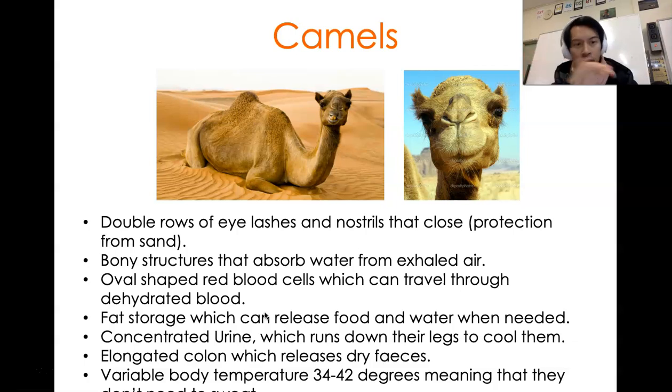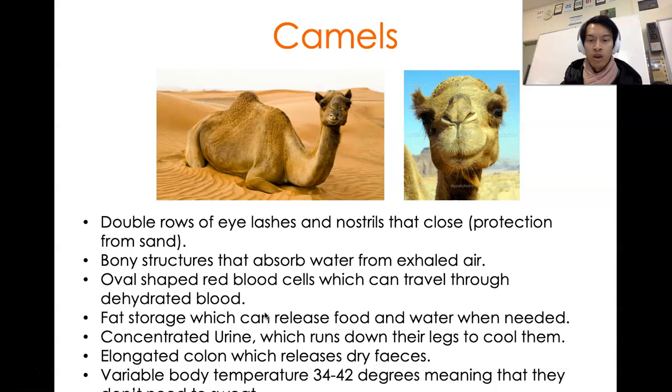The humps of the camels are not actually storing water. What they do is store fat, and the storage of fat allows the camel to then metabolize and break down the fat, and one of the byproducts of metabolism is water, allowing the camel to use the water that it's broken down from the fat. The camel has concentrated urine, like most organisms living in the desert, which they can then pee onto their own legs to cool them down during the heat of the day.